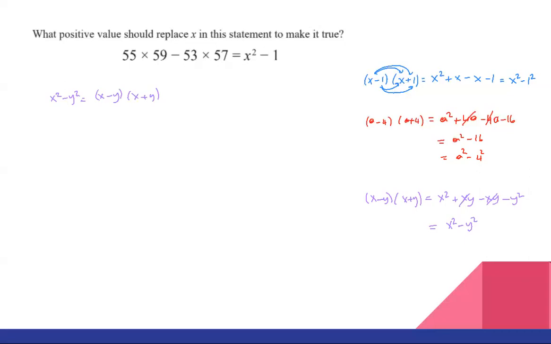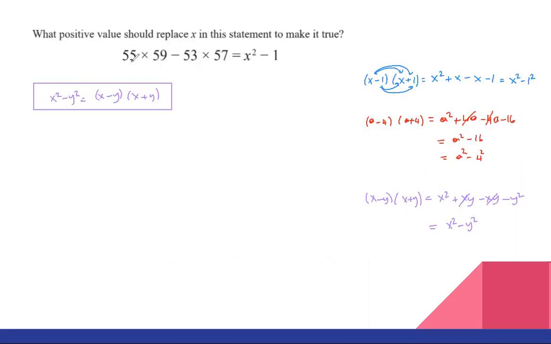Again, this is called the difference of squares because we have a square of two things, and then you just take their difference. So that's why this is called difference of squares. Okay, but if you look at our problem, it's not really obvious that we are going to use it. But as you see, this is 55, this is 53, and this is 59, this is 57.